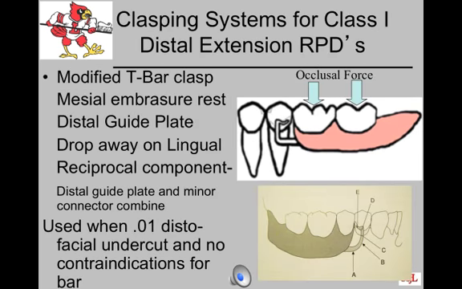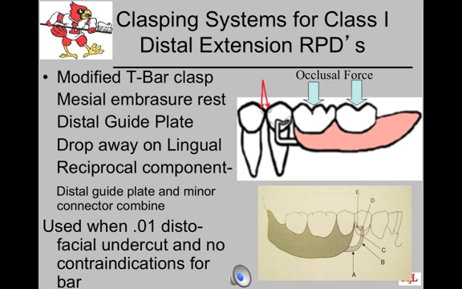One of the 4 clasps for use on the distal extension removable partial denture is the modified T-bar clasp. It has an embrasure rest on the mesial of the abutment tooth next to the edentulous area and a distal rest on the tooth just anterior to it. There is a distal guide plate, and the lingual drops away with the guide plate and the minor connector providing reciprocation in the same manner as we discussed on that RPI slide.